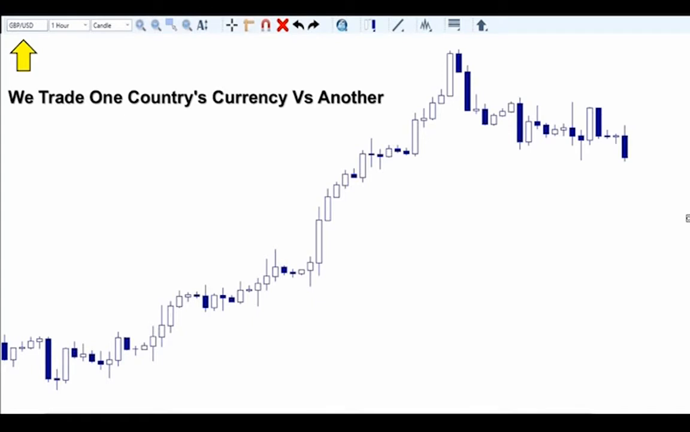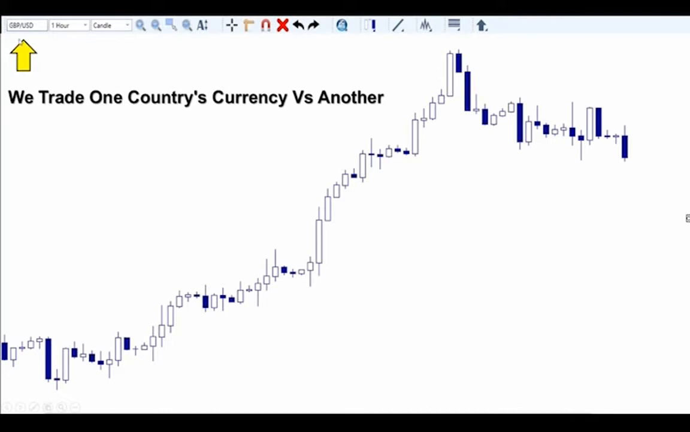What we're trying to do in the Forex market is trade one country's currency against another in an attempt to figure out which one's going to gain in value against the other. Now, the way this market works is we trade utilizing what are called Japanese candlesticks. That's what these little white and blue rectangles are on your screen. I'll explain what those are here in just a second.